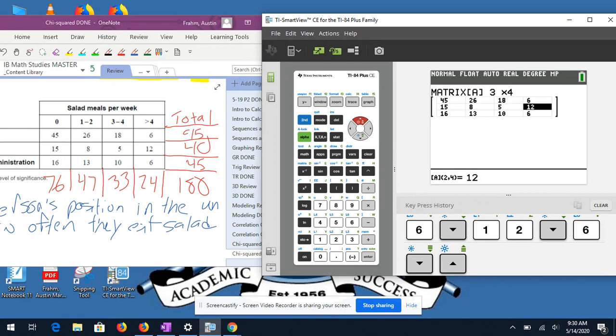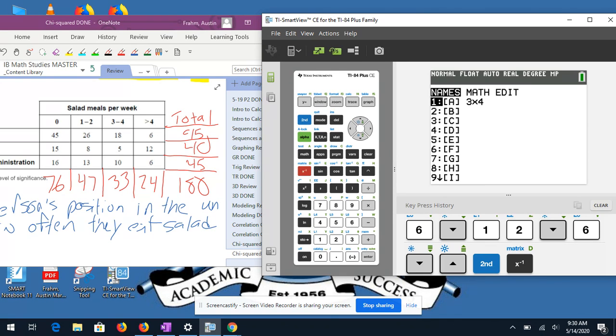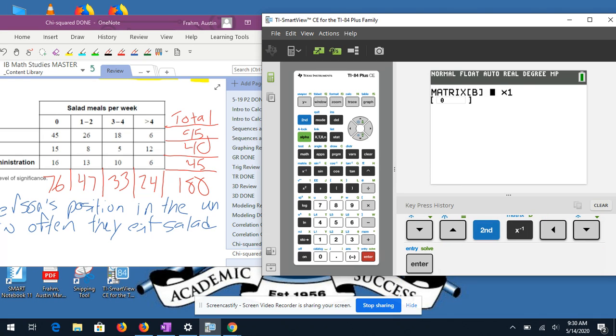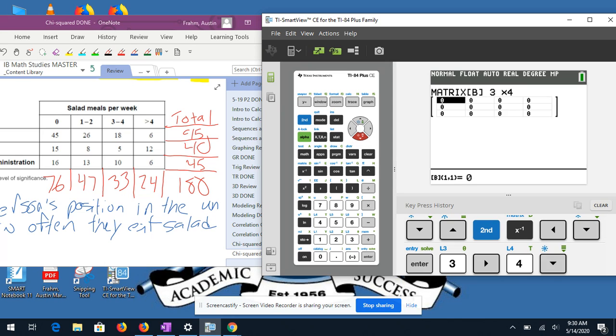Okay, after that, double check to make sure they're all correct. Now we go back to matrix B. So I hit second matrix again, go over to edit, go down now to matrix B and hit enter, change that to a 3 by 4. And this is where we're going to have to do expected frequencies. Expected frequency calculation is the row total times the column total divided by sample size.